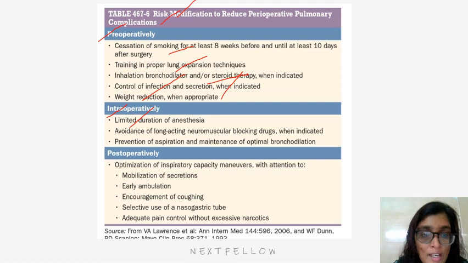Intraoperatively: limited duration of anesthesia, avoidance of long-acting neuromuscular blocking drugs, prevention of aspiration and maintenance of optimal bronchodilation. Post-operatively: optimization of inspiratory capacity maneuvers with attention to mobilization of secretion, early ambulation, encouragement of coughing, selective use of nasogastric tube, and adequate pain control without excessive narcotics.